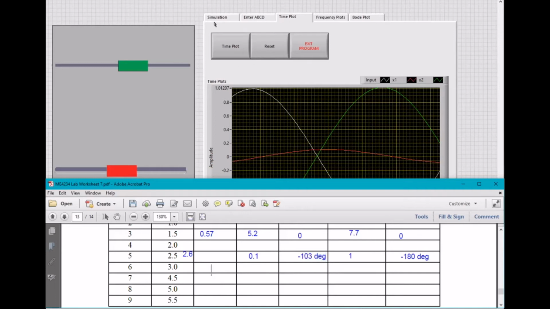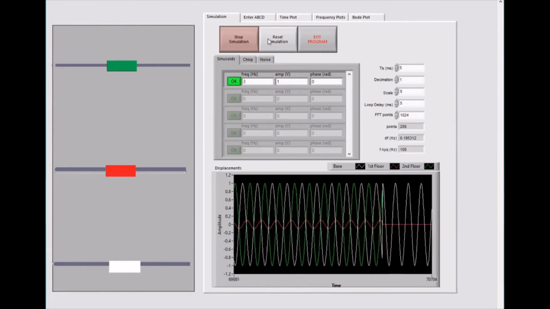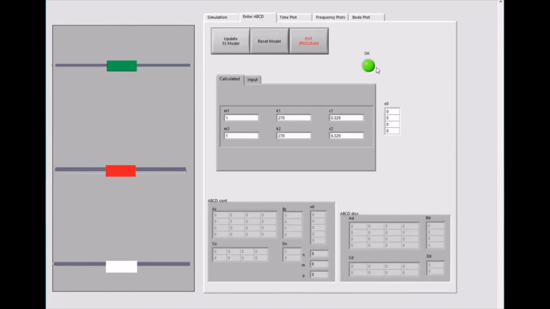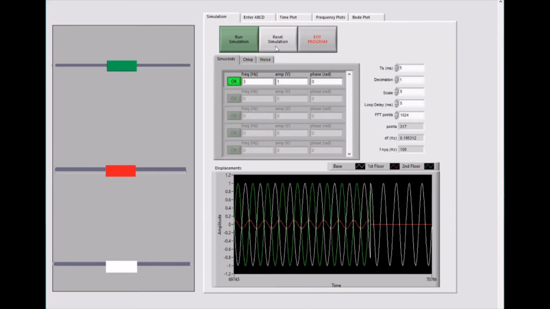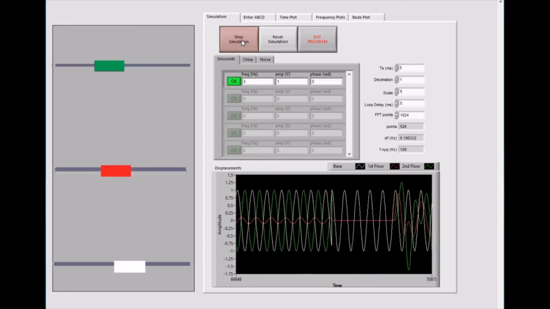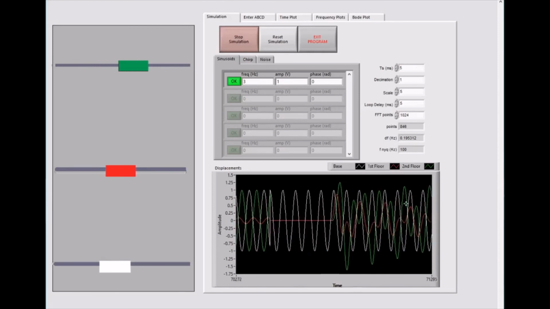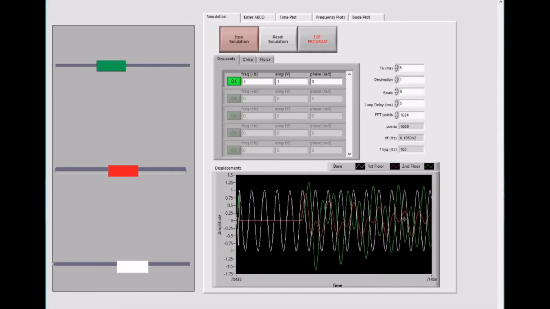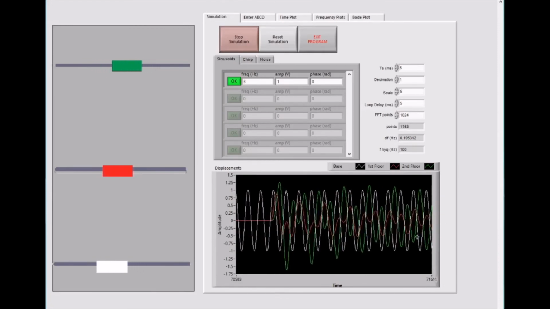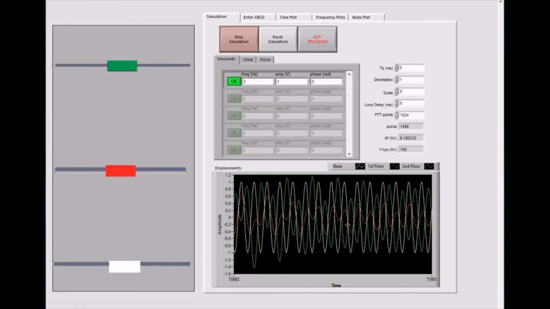So go to simulation, I'll put in 3, and stop simulation. Let me do it again. Update, and then I'll go run. We have to wait until the transient response dies out and it becomes a pure sinusoidal function at the input frequency.